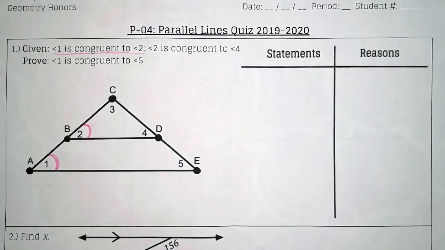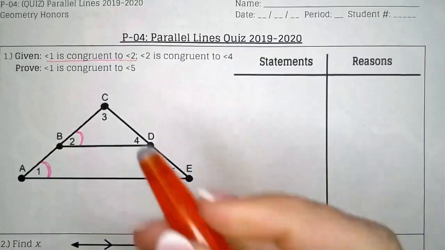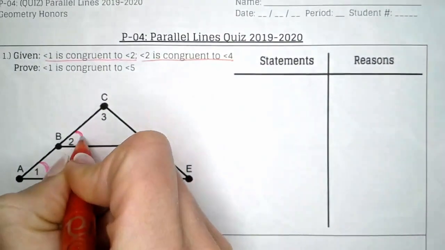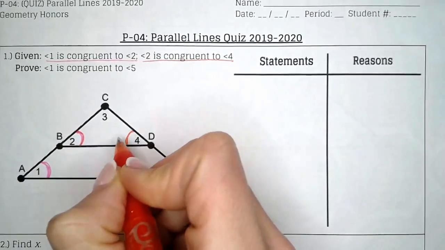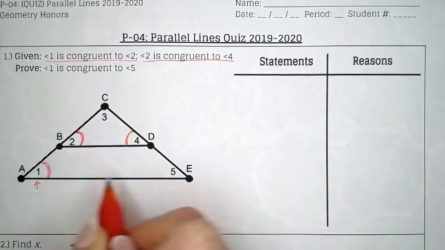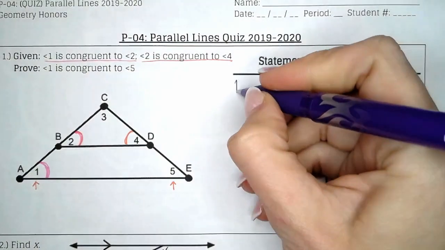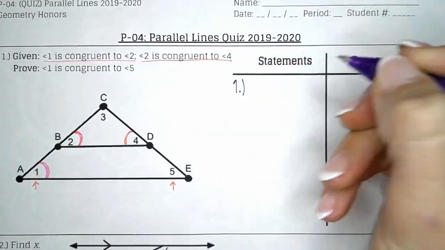And then after that, we're told that angle 2 is congruent to angle 4. So we'll know that this angle here is congruent to that angle. And we eventually want to prove that 1 is congruent to 5. So we will get there. So let's start with our given. I'm just going to go with the darker color so it really shows up. And then maybe I'll even break it up, okay? So I'm not going to do my given all at once. Sometimes I do, sometimes I don't.